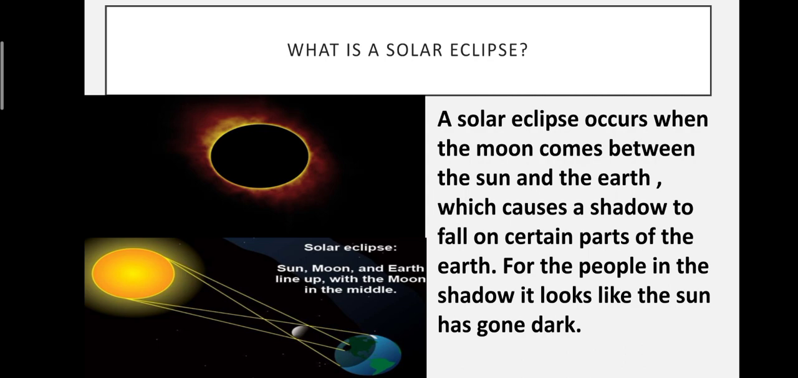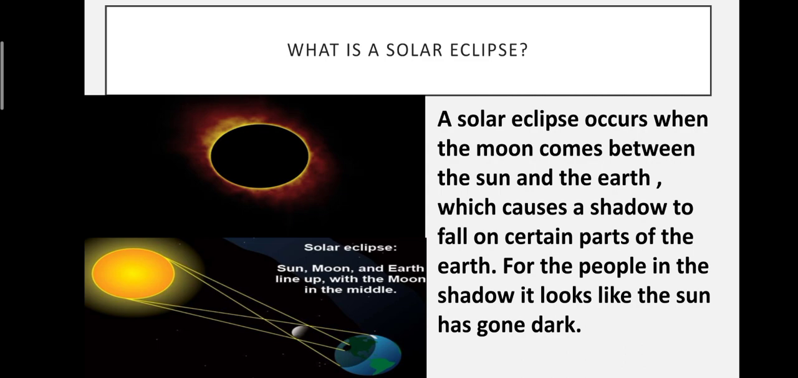So what is a solar eclipse? A solar eclipse occurs when the moon comes between the sun and the earth, which causes a shadow to fall on certain parts of the earth. For the people in the shadow, it looks like the sun has gone dark.